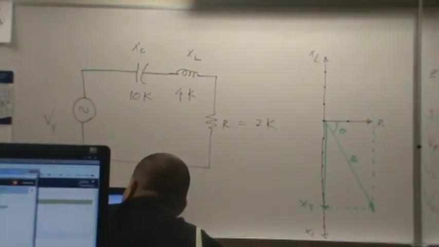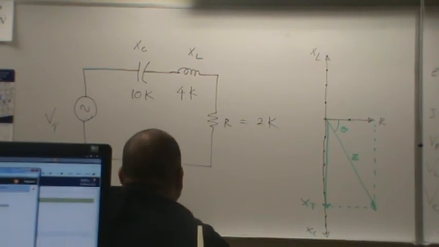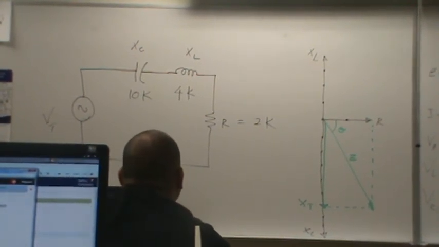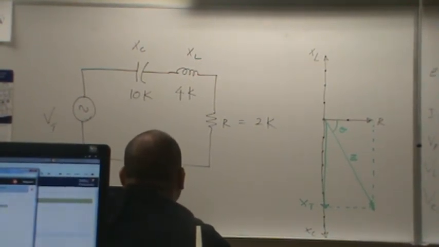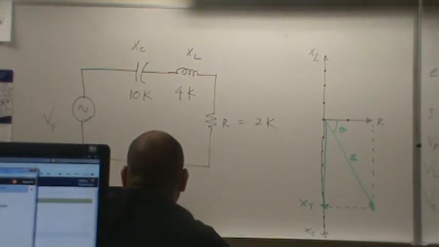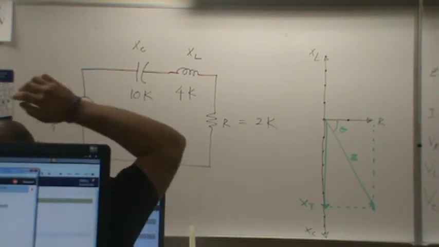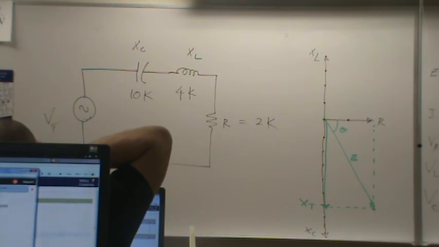Okay, so what happens to X of L as frequency goes up? X of L goes up. As the frequency goes down, X of C goes up, right? So at lower frequency the capacitor is dominating, and at higher frequency the inductor seems like it's going to be dominating. Yes or no? Yes.